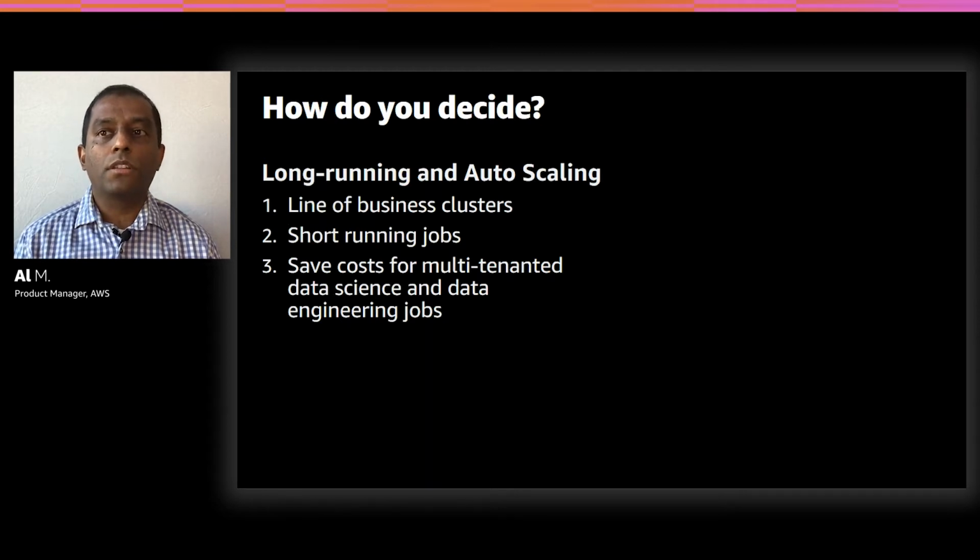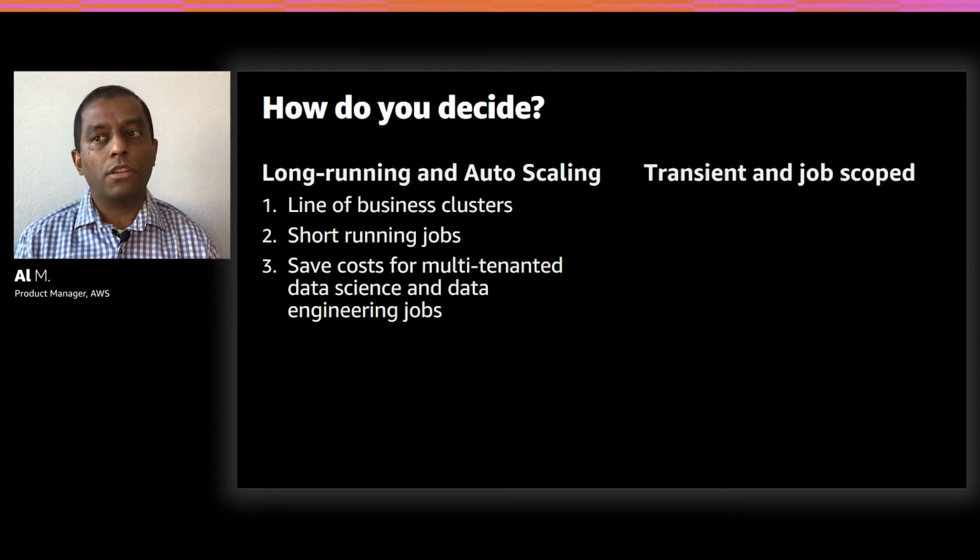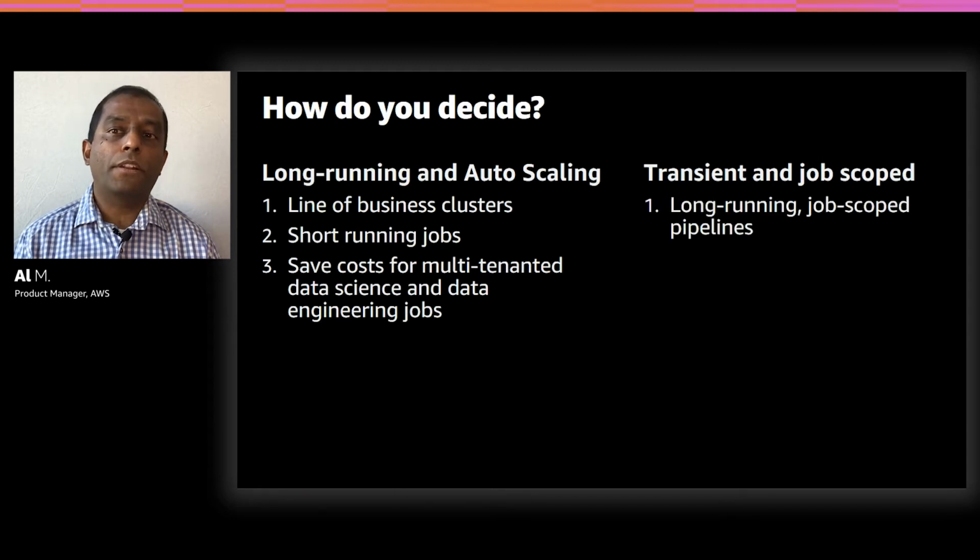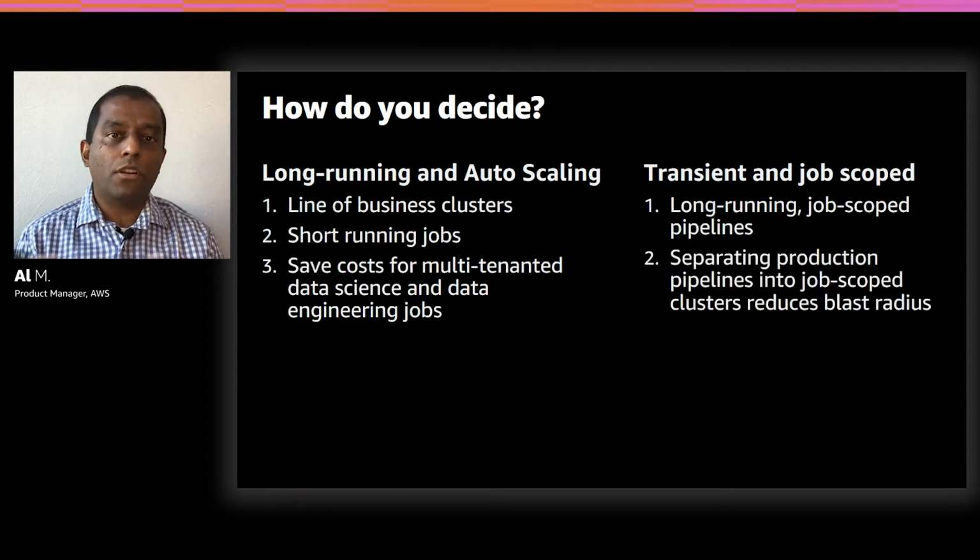Jobs that run for more than 30 minutes feel like a long-running job. This allows you to separate long-running jobs into individually run job scope clusters. And the biggest benefit is that you can separate production pipelines from each other and from non-production pipelines. If one pipeline fails, then the other pipelines don't have to suffer.